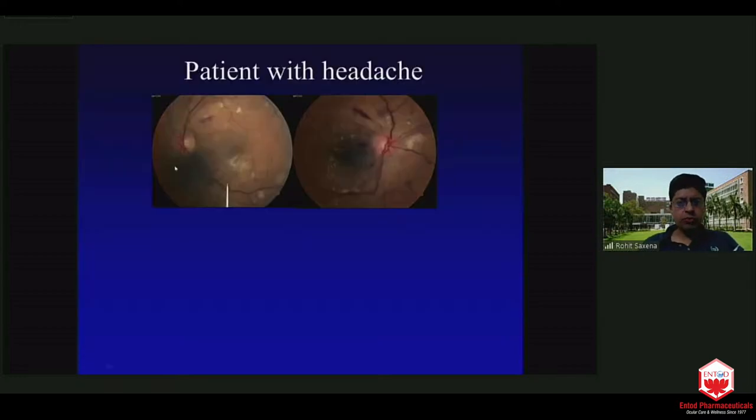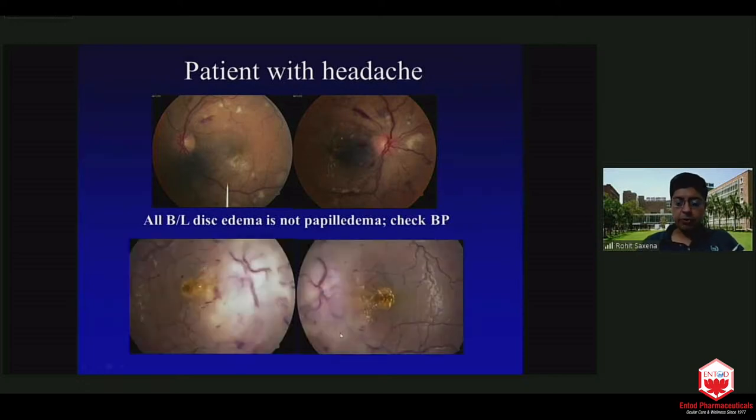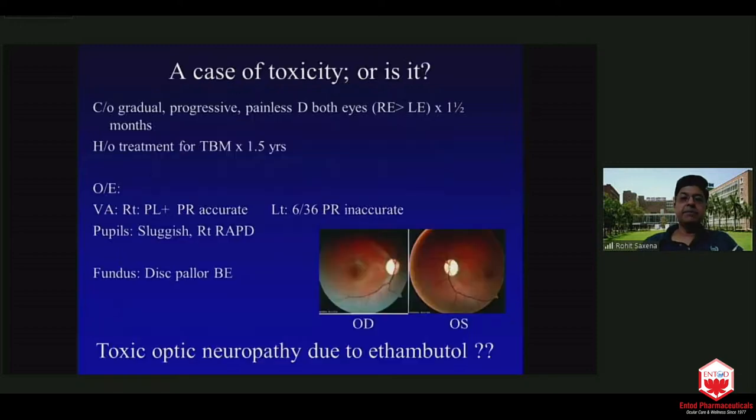Patient presents with headache, look at the fundus. This was referred as papilledema, but the moment you look, you must realize that even subtle disc edema is not papilledema. This is a patient of grade 4 hypertension resulting in all these features. Compare this with a patient of papilledema. You can see whatever retinal findings are there are associated with this. Here, a lot of these hard exudates, soft exudates, hemorrhages are far removed from the disc, where the disc edema is also very minimal. So differentiate papilledema from other presentations.